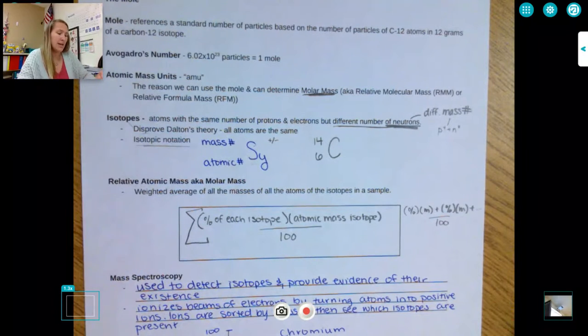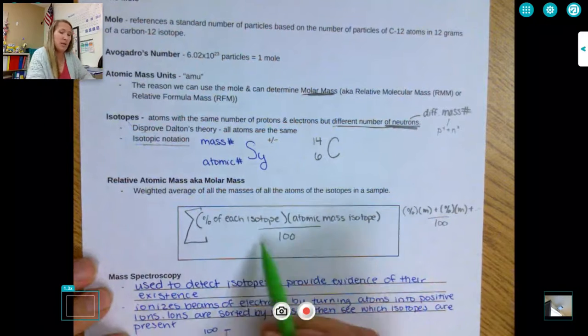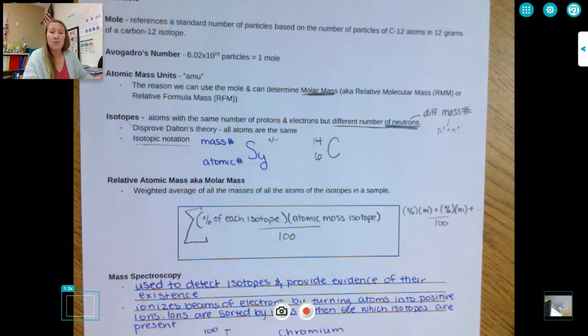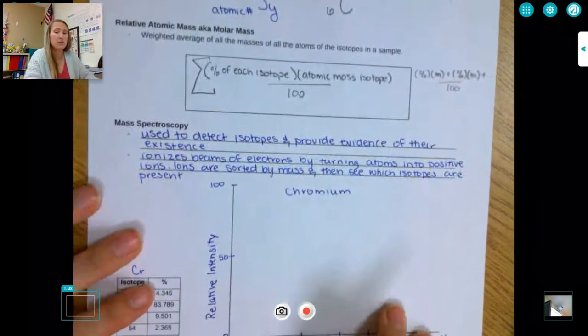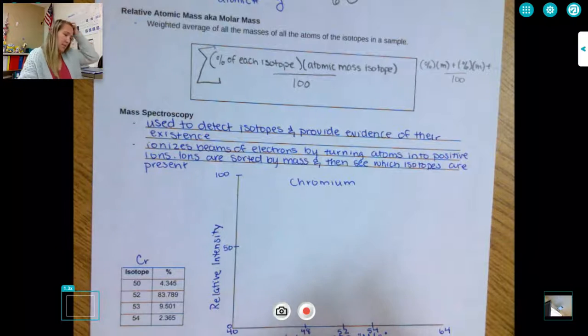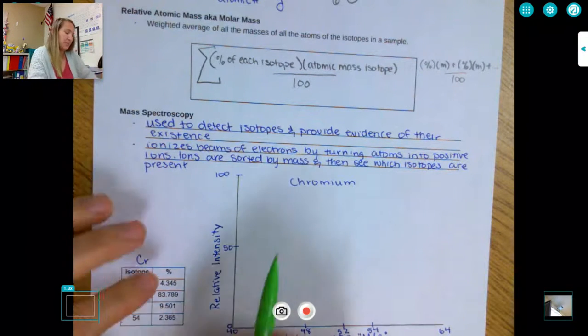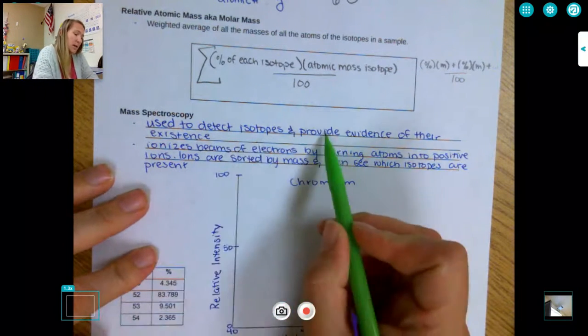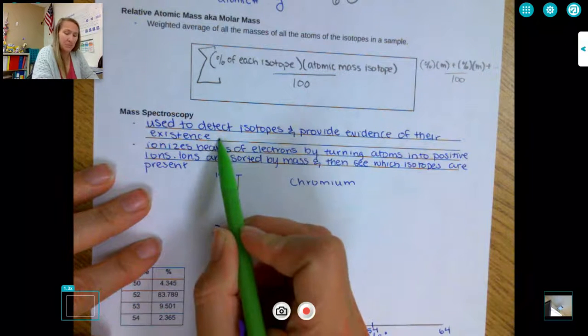Okay. So again, thinking about isotopes, what we can also do is we can graph this information. And the way we can graph it is we can use something called a mass spectroscope, which can detect the isotopes and their abundance in a sample. And then it spits out a graph and it tells us how much of each isotope is there, which is how we could figure out what is in our sample that we have. So first new concept is mass spectroscopy. It is used to detect isotopes and provide evidence of their existence.